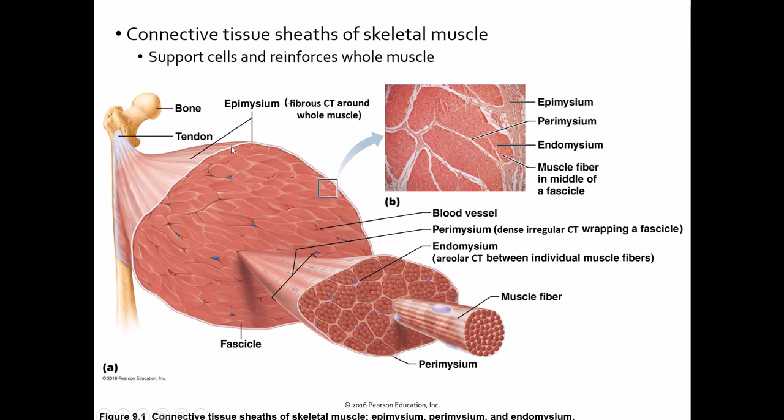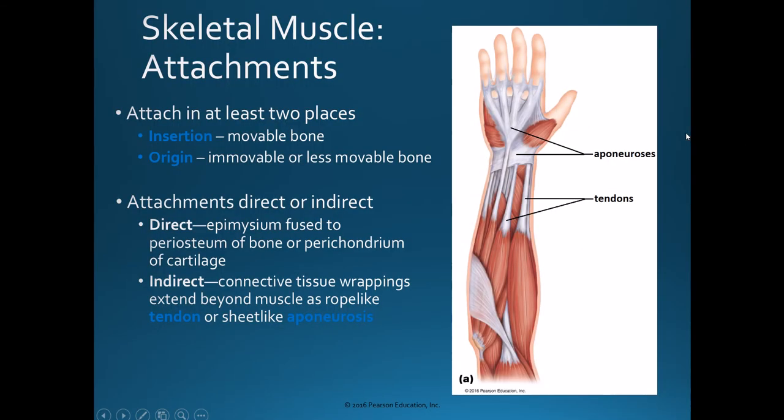So you can really see it's fibers within fibers within fibers within fibers, all of which are surrounded with muscle membranes. In terms of attachment, remember that we have two primary attachments, at least two. The insertion, which is the attachment to the movable bone, and then the origin, which is the attachment to the immovable or less movable bone.